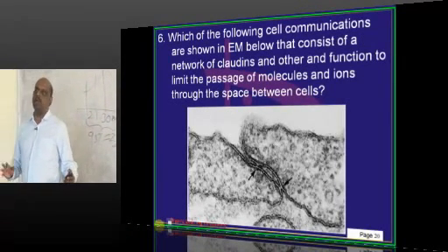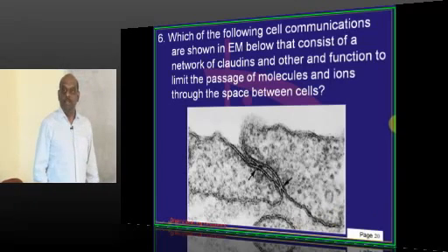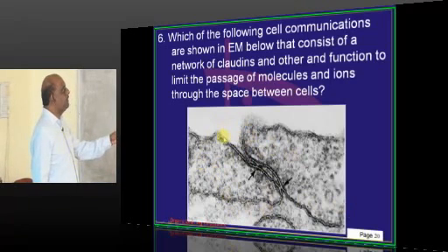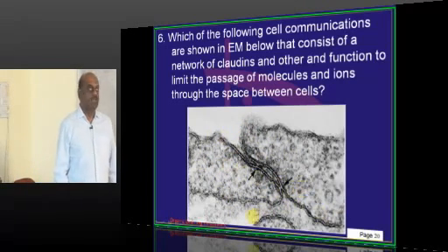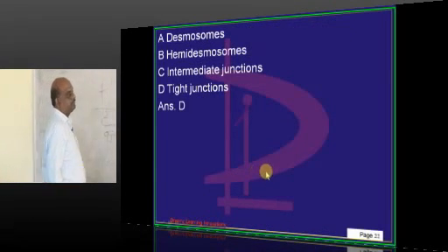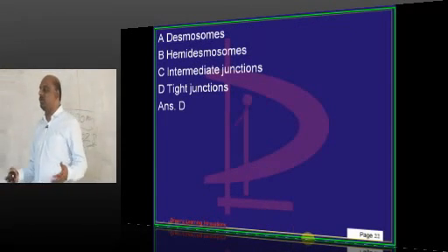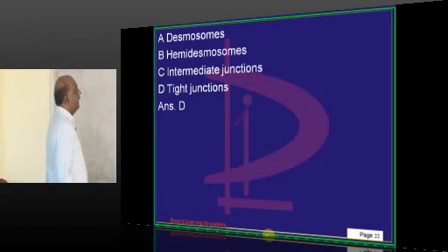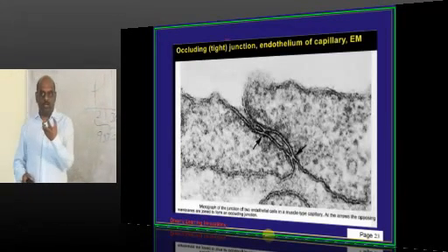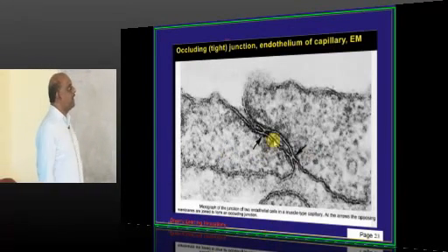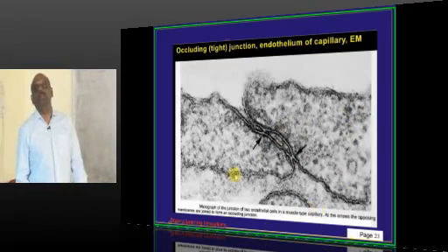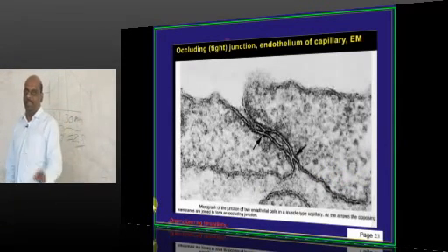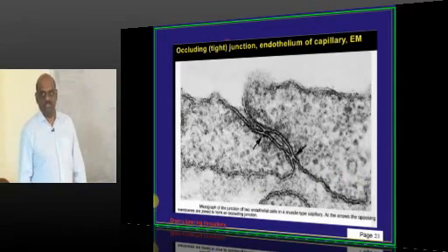Now you are seeing an electron microscopic appearance. There is a network of claudins, and there is a limitation for the passage of molecules and ions between these cells. What is this electron microscopic cell appearance basically called? Typically they are the tight junctions, the occluding tight junctions of the endothelium of the capillary, which are being shown on the electron microscope. One of the favorite questions in the NEET PG exam among the people who recall the questions.